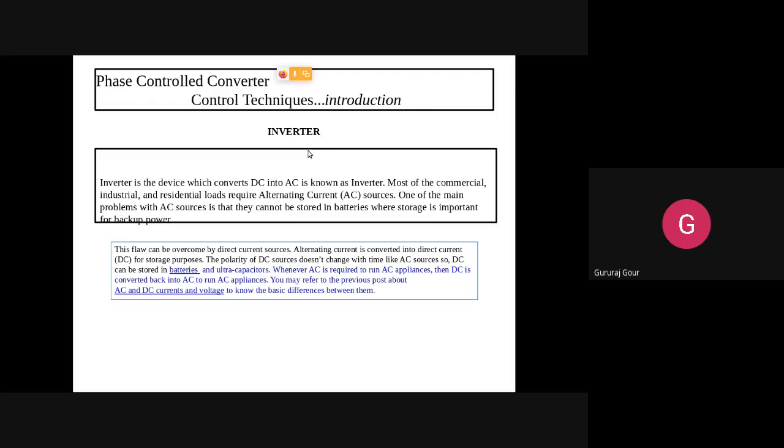Actually, this conversion of DC to AC is required in most of the electronic gadgets. Nowadays we are getting different requirements at a very low voltage and current, and that too a DC requirement.